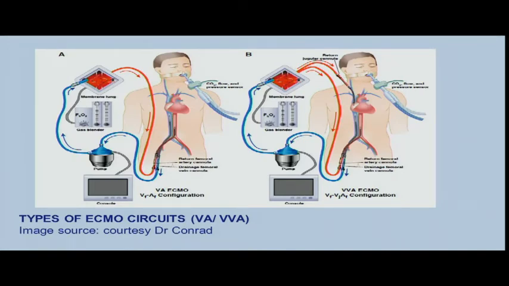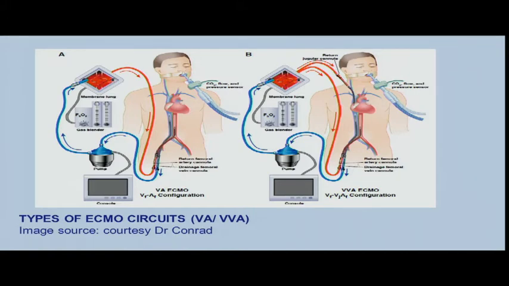So I have this image which actually describes what I was talking about. So we have the VA. And if you look at the nomenclature, the configuration here, we have VFAF, which stands for the fact that the venous circulation is through the femoral vein, and the arterial is through the femoral artery. So we have venous drainage going into the pump and then into the membrane lung where it is oxygenated, and then oxygenated blood is returned back to the patient through the femoral artery.